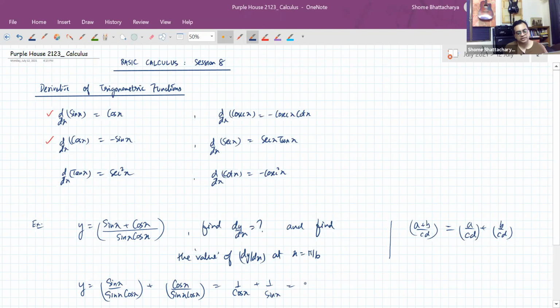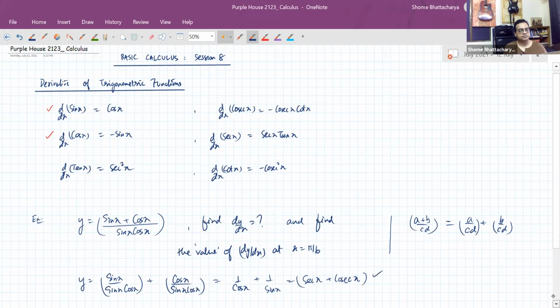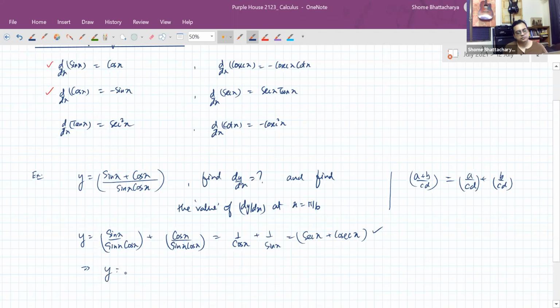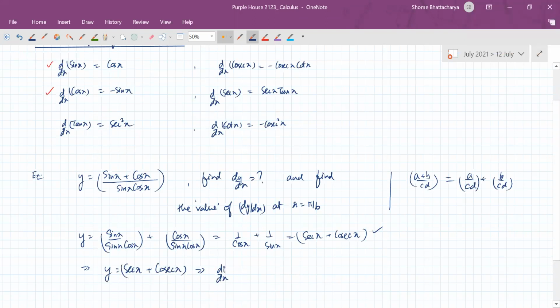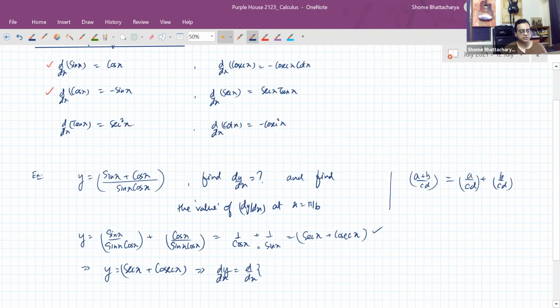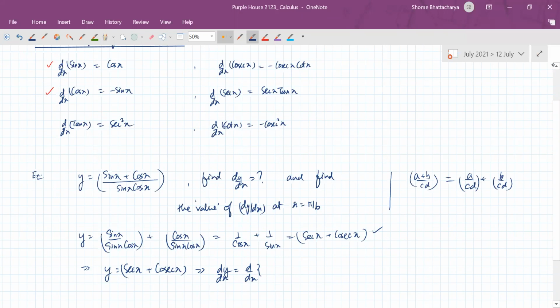Further, 1 by cos x by definition is sec x, right? And 1 by sin x by definition is cosec x. So we can also define the function in a simplified form as y is equal to sec x plus cosec x. Once we have done this, we are ready to apply the differentiation formula from above. 1 upon cos x is defined as sec x, and 1 upon sin x is defined as cosec x.